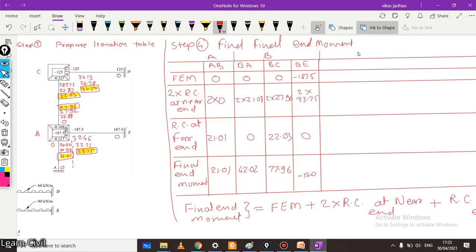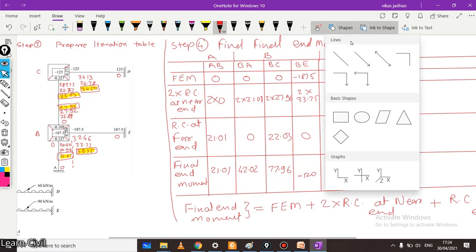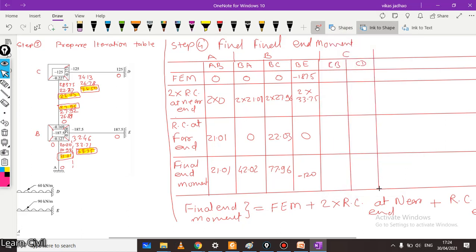Now at joint C, at this joint C, I have two members. You can see here CB and CD. These two members are there. So write down here CB and CD. Next, in row number 3, we have to write down the fixed end moment for CB. We can see the fixed end moment for CB is 0 because there is no loading. So 0. CD fixed end moment is minus 125.